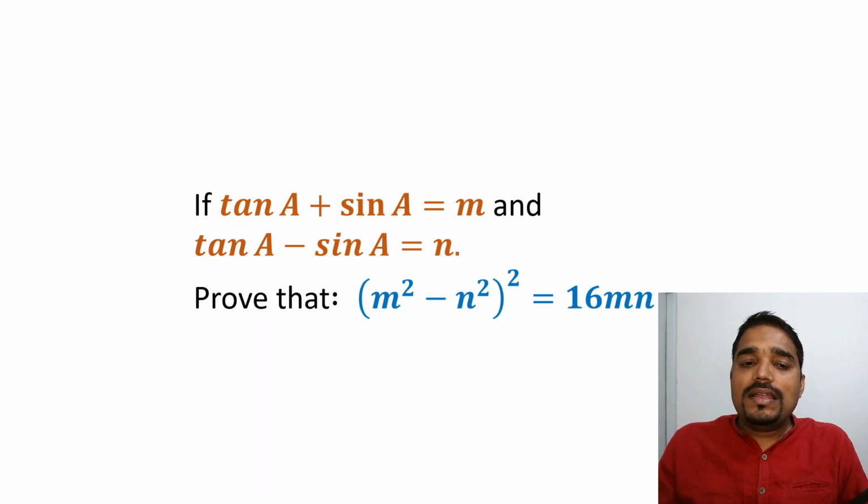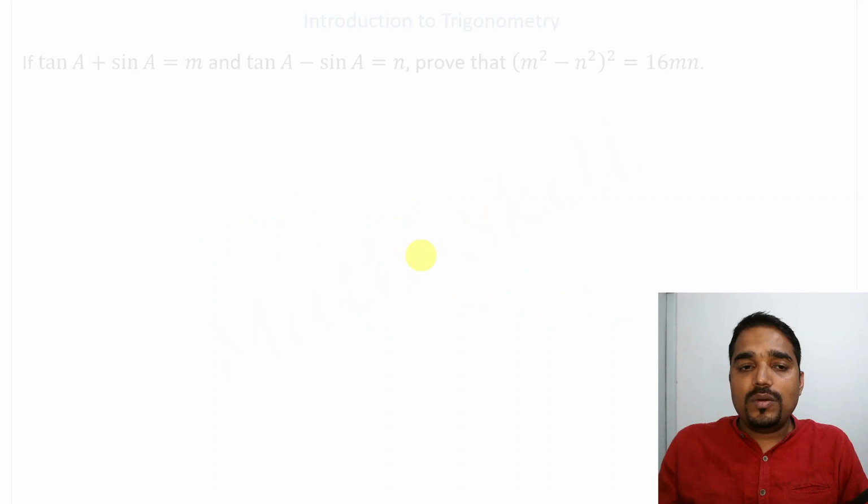In this session, let's try to prove (m square minus n square) whole square is equal to 16 times mn, wherein tan a plus sin a is equal to m and tan a minus sin a is equal to n. Now let us start the solution by noting down the problem.